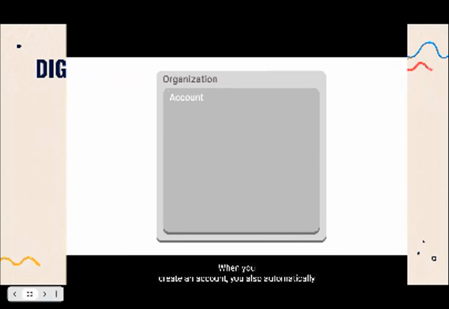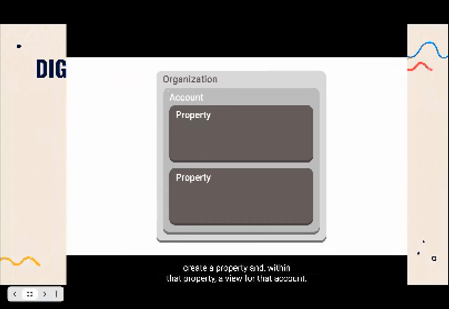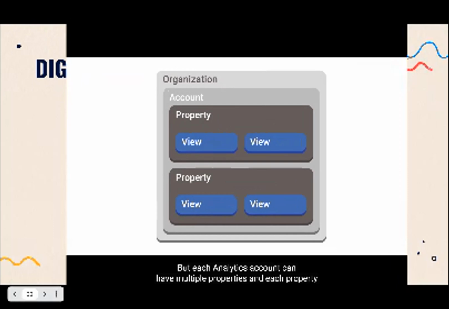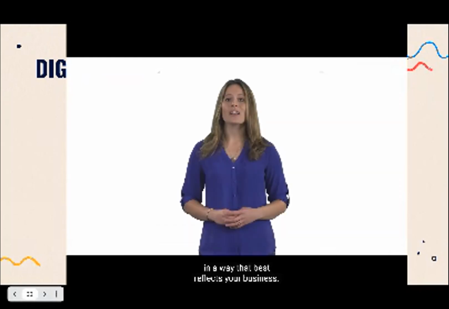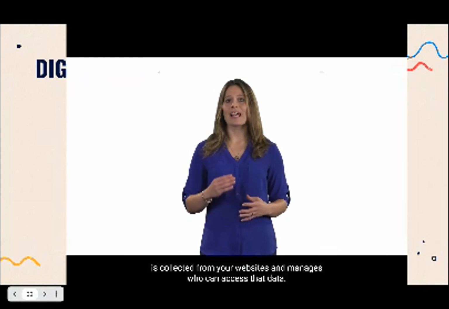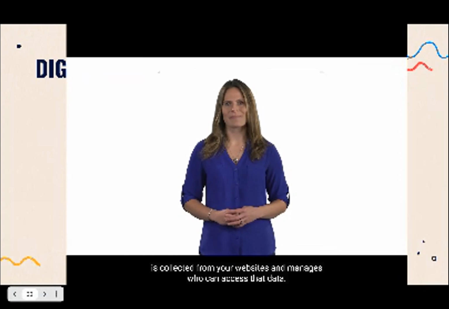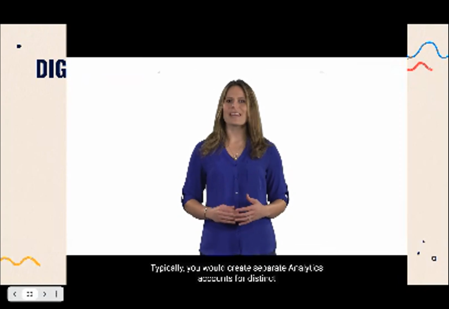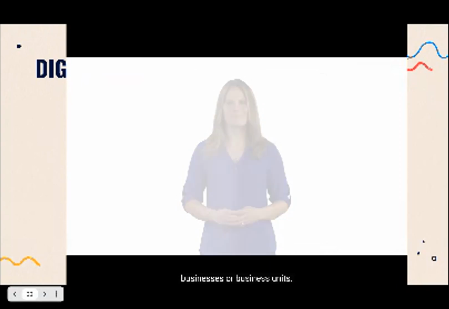When you create an account, you also automatically create a property, and within that property, a view for that account. But each analytics account can have multiple properties, and each property can have multiple views. This lets you organize your analytics data collection in a way that best reflects your business. The Google Analytics account determines how data is collected from your websites and manages who can access that data. Typically, you would create separate analytics accounts for distinct businesses or business units.